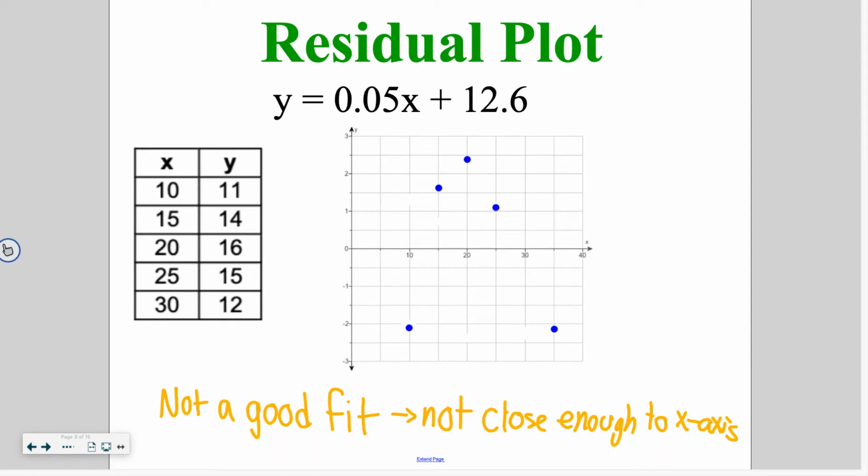This one shows it is not a good fit. Again, we're getting residual values that are about 2.5 away from our actual values. So that's not really a close prediction. Our values are not close enough to the x-axis.